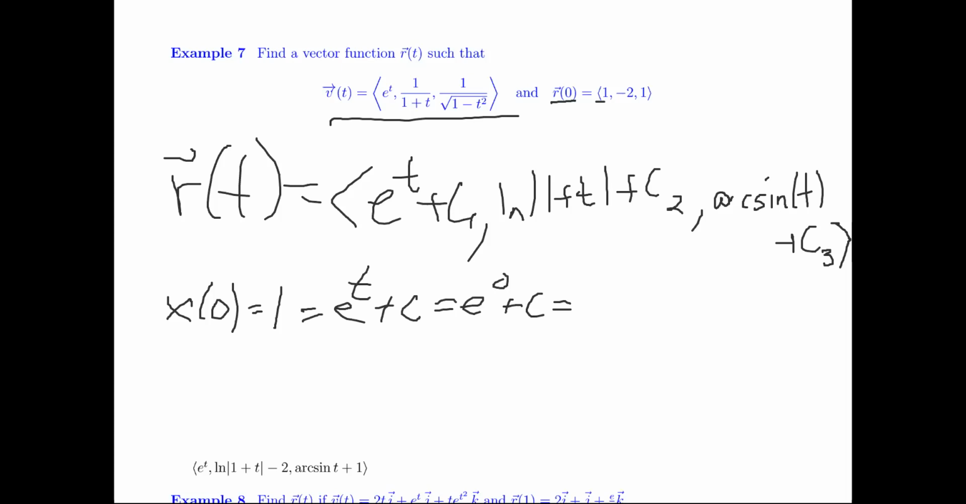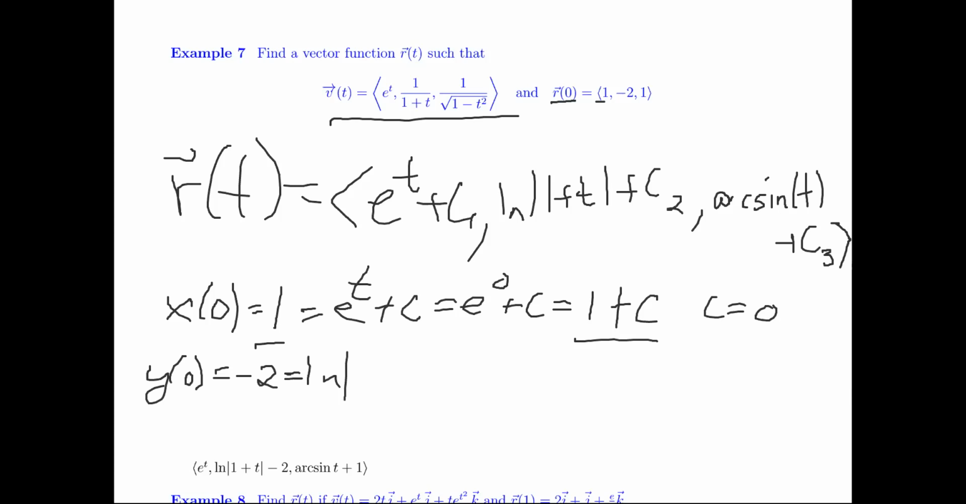So this is 1 plus c. So we get 1 is equal to 1 plus c. In other words, c is equal to 0 here. All right, same thing. y of 0 is equal to negative 2. Moving over here, plug in 0. 1 plus 0 plus C2. Okay, ln, the natural log of 1 is 0. So this tells us that C2 is negative 2.